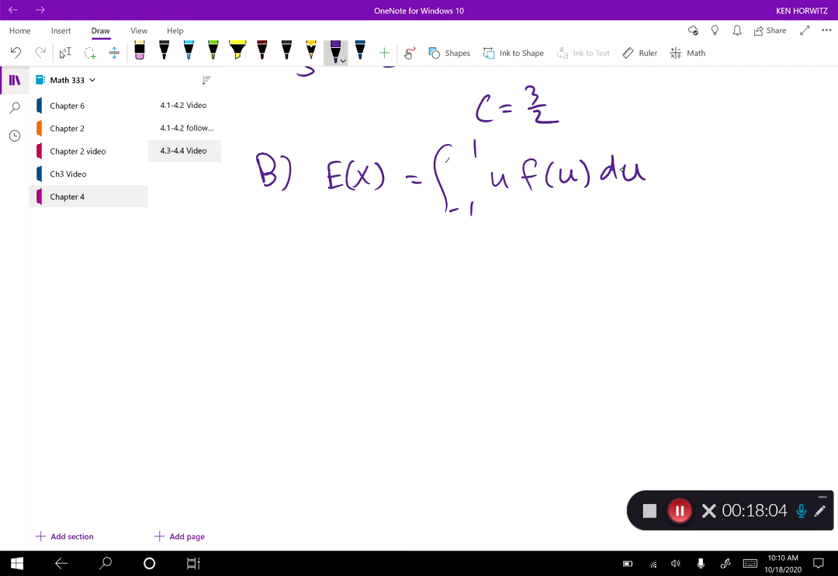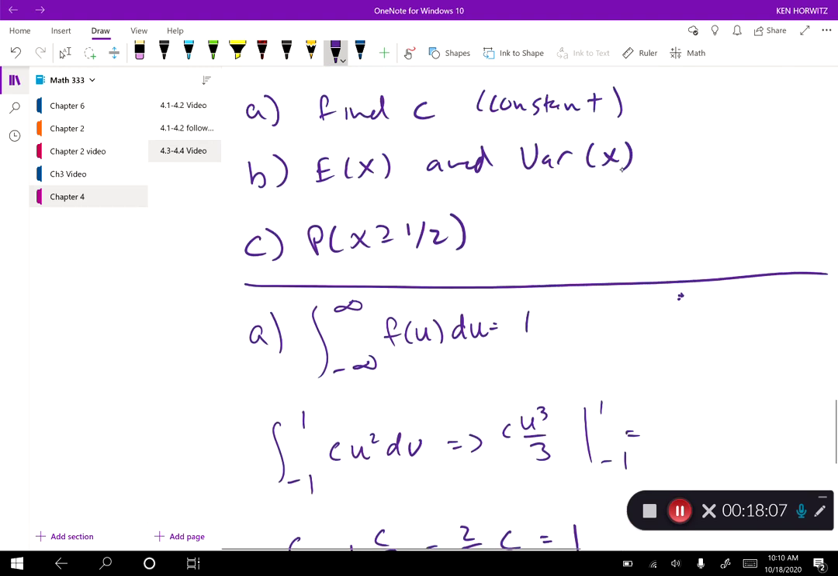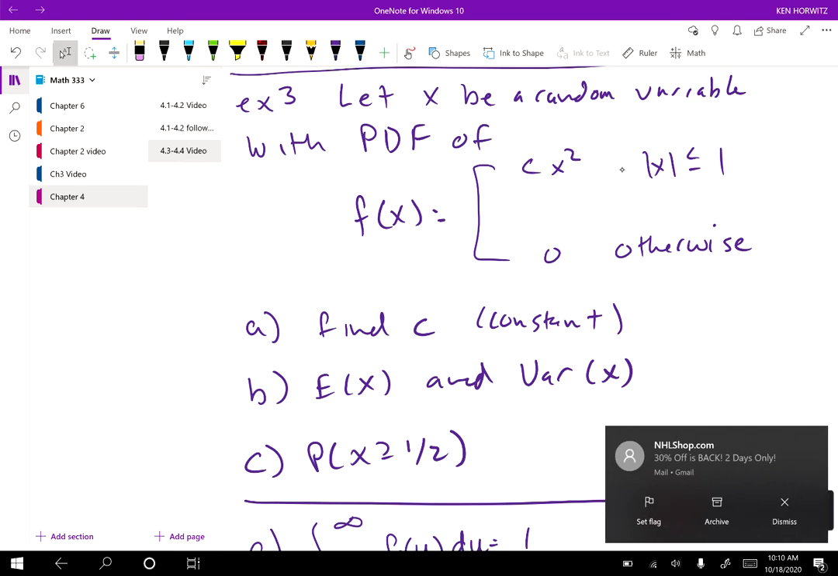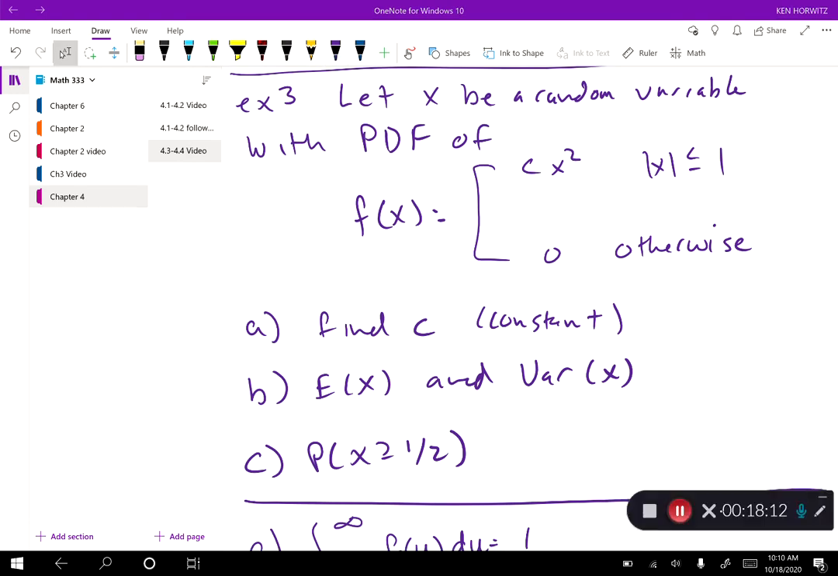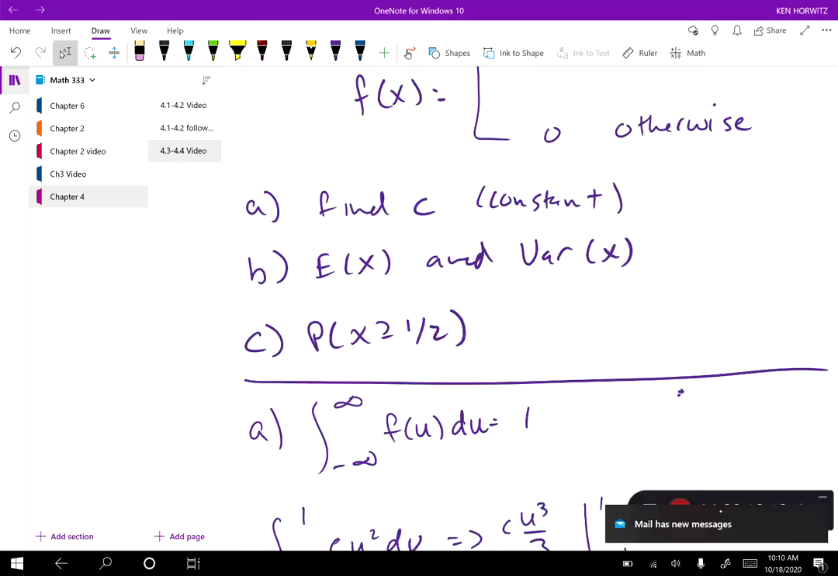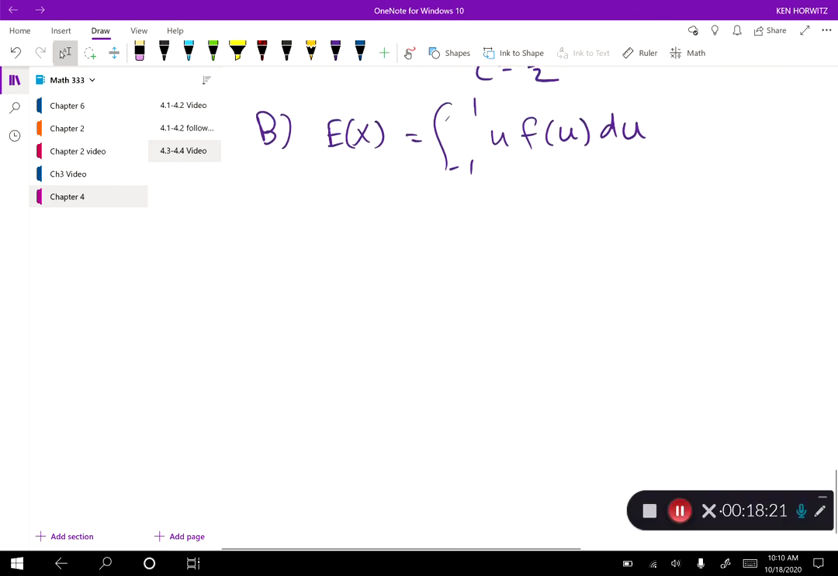So now my c, remember, my function originally was c times x squared. So now I'm putting in 3/2, and I've got to remember that it is indeed x squared. So I can take my 3/2 out of my integral. It's u times u squared, which is u cubed, from negative 1 to 1. Why don't you pause the video and execute your integral, and we'll talk about the answer on the back end.